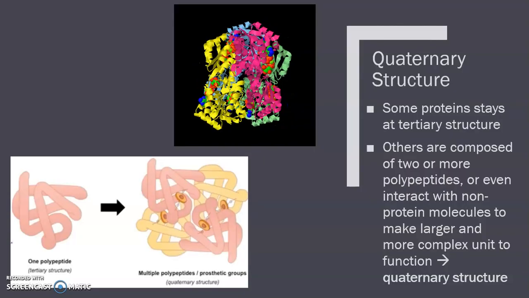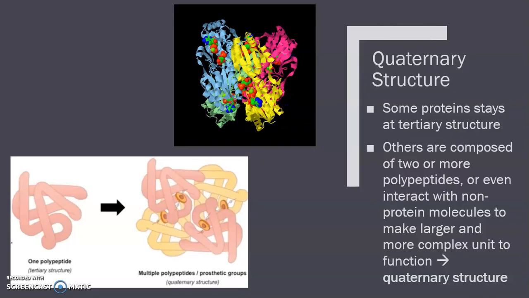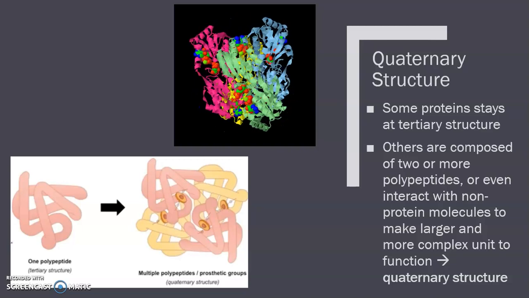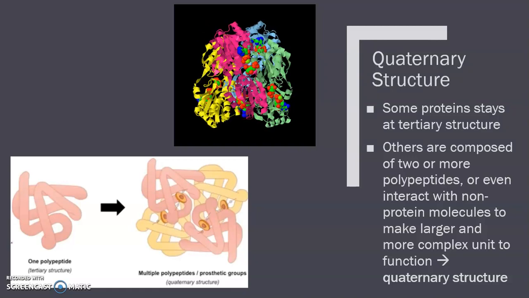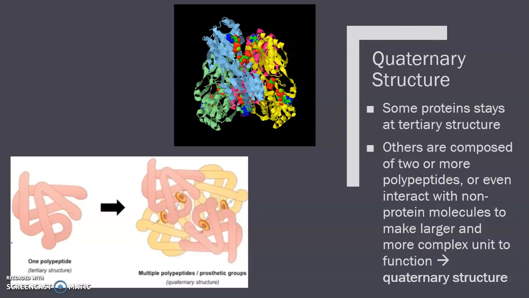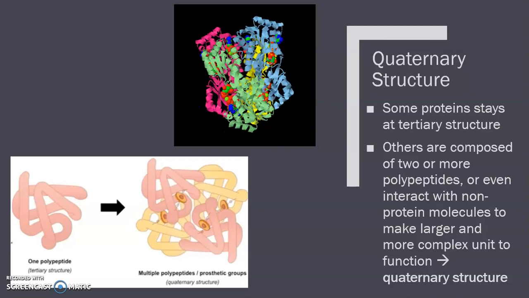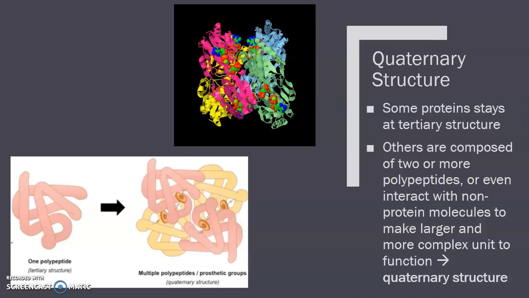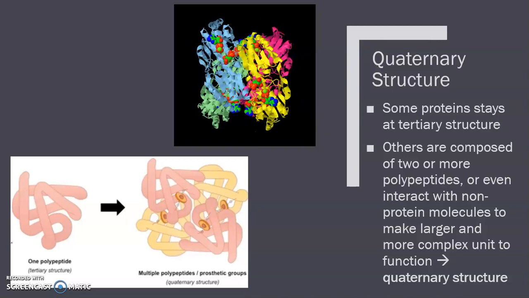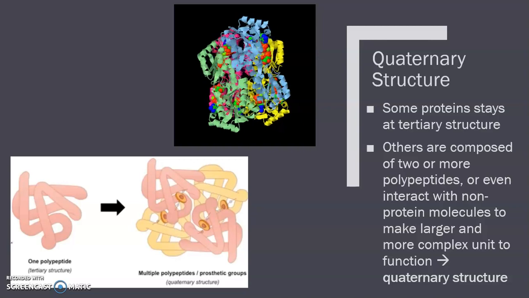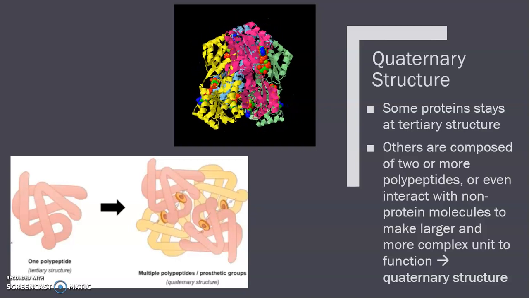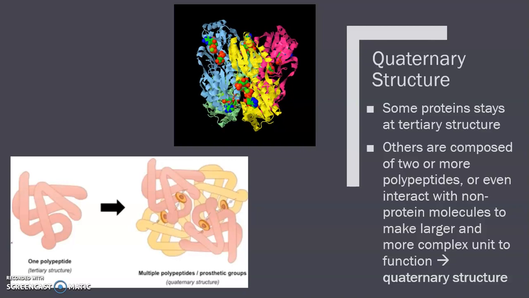For some proteins, they look even more complicated. Once you already have a tertiary structure, you're already a proper protein, right? Different tertiary structures can also stack on top of each other to form what we call a quaternary structure of a protein. Those proteins are normally very big. They're composed of 2 or more polypeptides or even interact with non-protein molecules to make larger and more complex units.